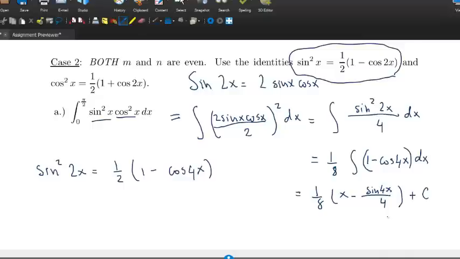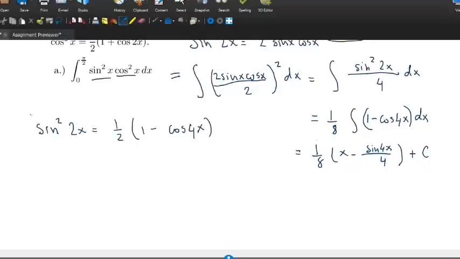Okay, so this is the indefinite integral, but remember the problem was about this definite integral from 0 to pi over 2, so what should we do? We will go ahead and plug in those limits, so the final answer will be, let me write it here, 1/8 times x minus sine of 4x divided by 4, evaluated from 0 to pi over 2.